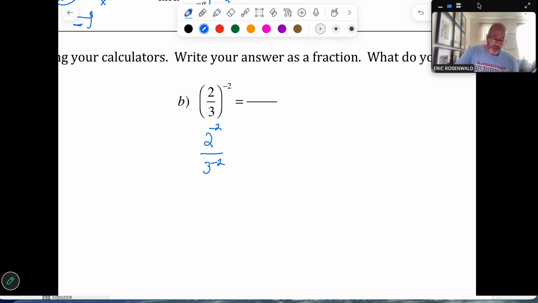So when we look at this, this is 2 to the negative 2 and 3 to the negative 2 when you distribute it. We don't want to keep negatives, so they just switch sides. And so that becomes 3 to the second and 2 to the second. Just switch them so that they become positives, and we end up with a 9 over 4.